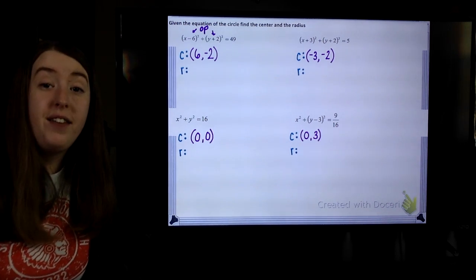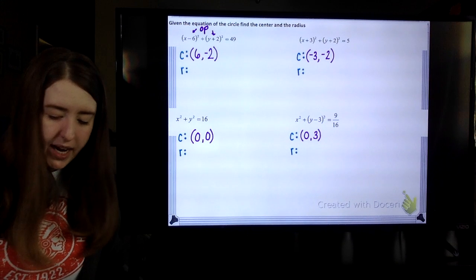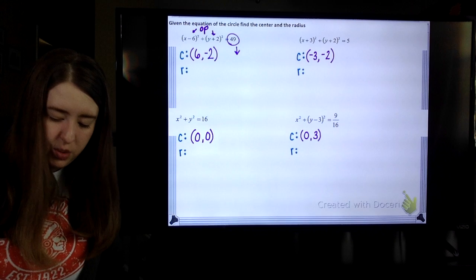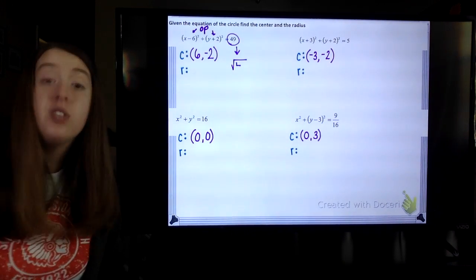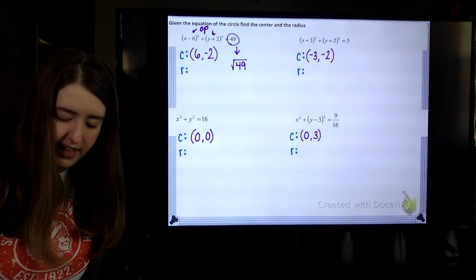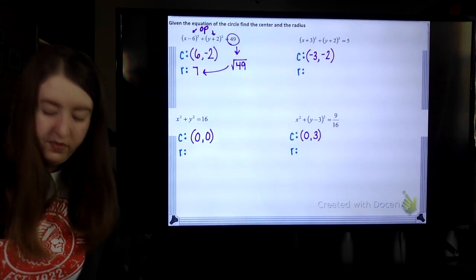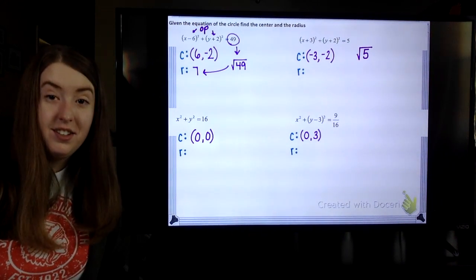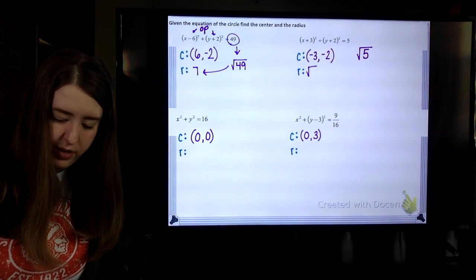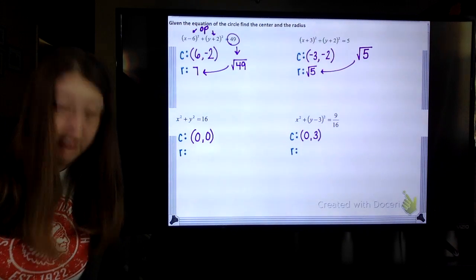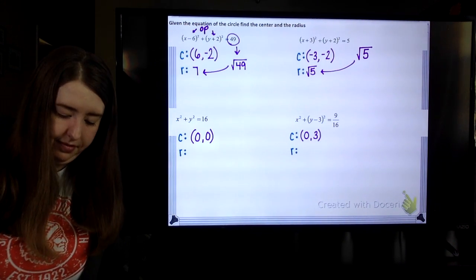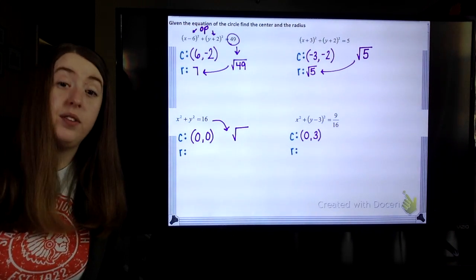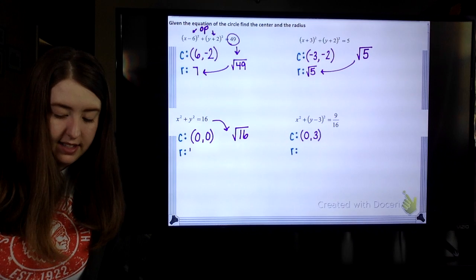So now let's go through and find all of our radii. From the equation, what you want to do is take what it's equal to and take the square root of that number. So the square root of 49 gives me 7. I'm going to take the square root of what my formula is equal to, so 5. So my radius is the square root of 5, since the square root of 5 is not a pretty number. Over here, we'll take the square root of what my equation is equal to, so the square root of 16. That means that my radius is 4.